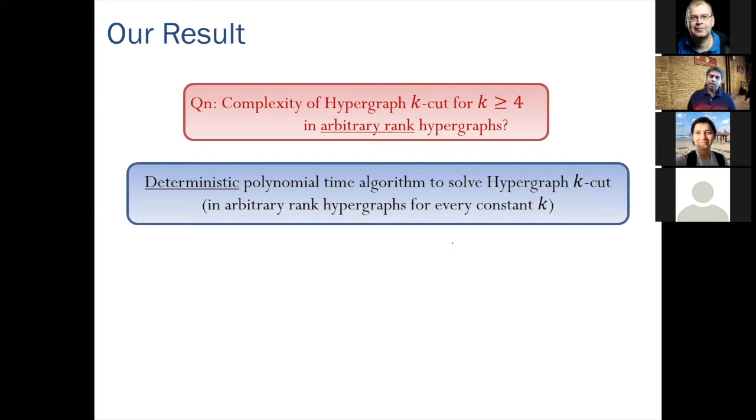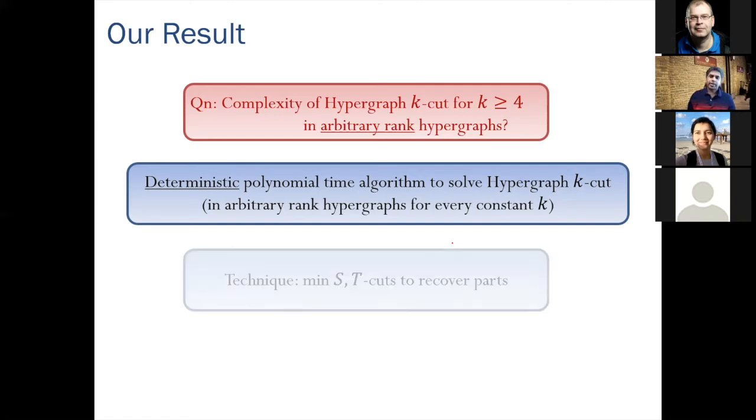Okay, let me tell you a bit about the techniques. The main technique underlying our deterministic algorithm is to use min-ST cuts to recover the parts of an optimum k partition. Min-ST cut for arbitrary choice of S and T will not recover the parts of an optimum k partition. We show that min-ST cuts for certain choices of S and T will recover the parts of an optimum k partition.